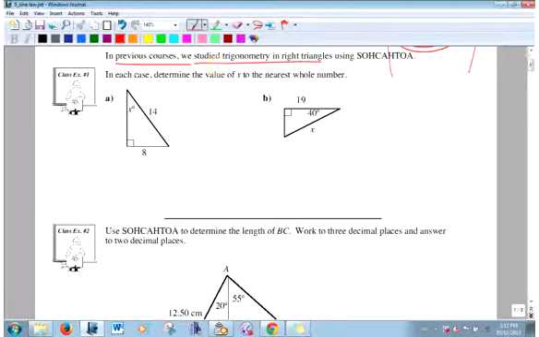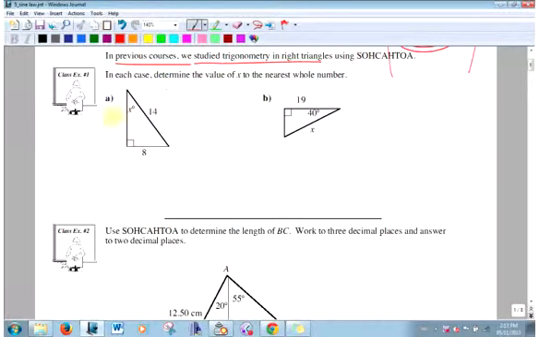In previous courses, like last year, we did trig. And I told you in grade 10, you can only do trigonometry if you have a right angle triangle. You guys are going to be able to do trig on any shaped triangle. You don't need a right angle. You do that with sine law and cosine law.